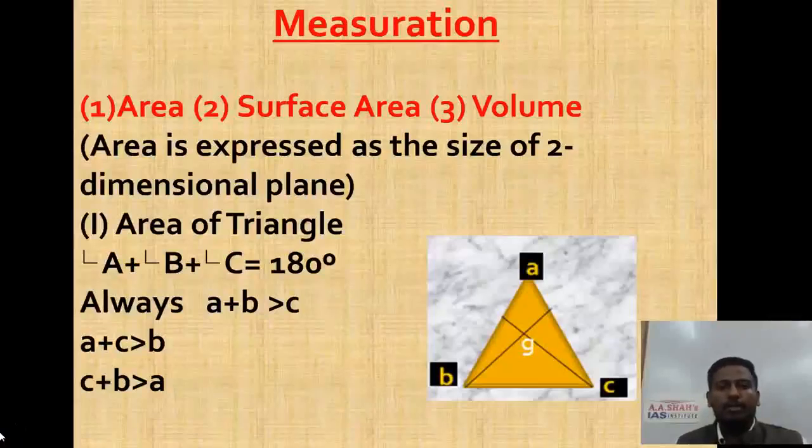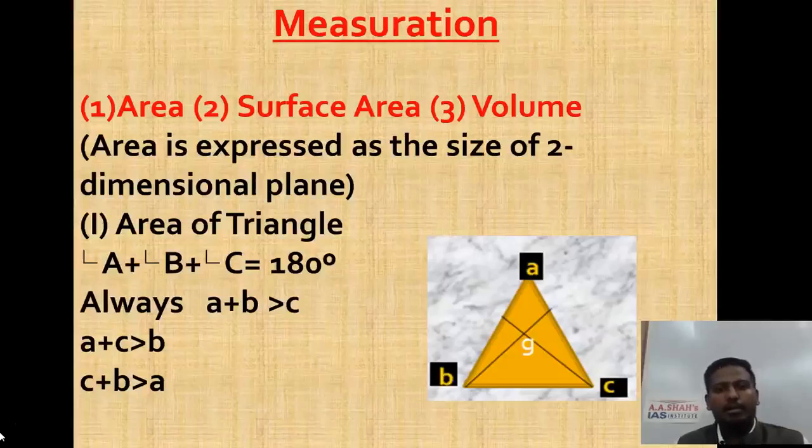First of all, mensuration is divided into three main subtypes, which are area, surface area and volume. And this area, surface area and volumes are dependent on different types of geometrical entities. Let's get started with areas.